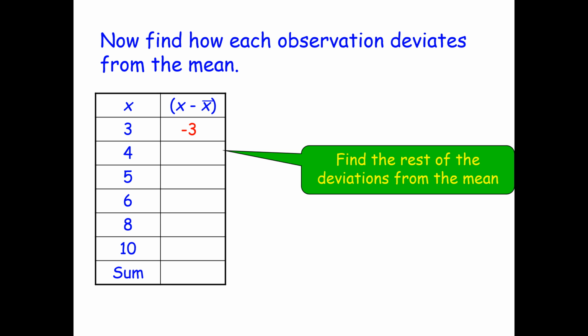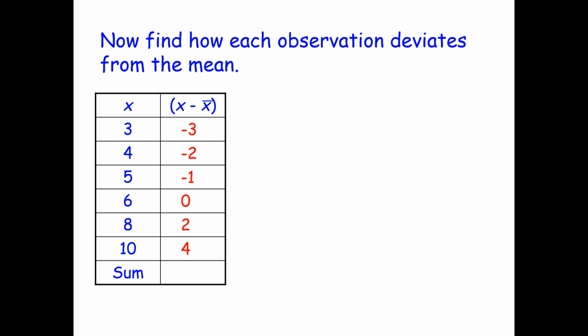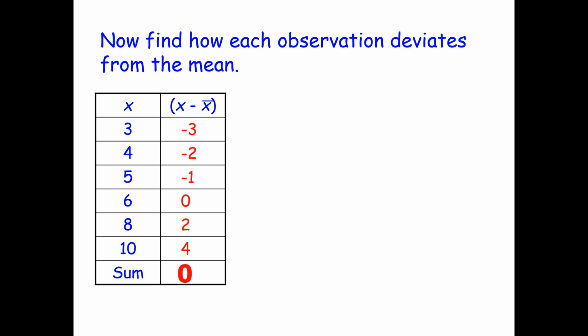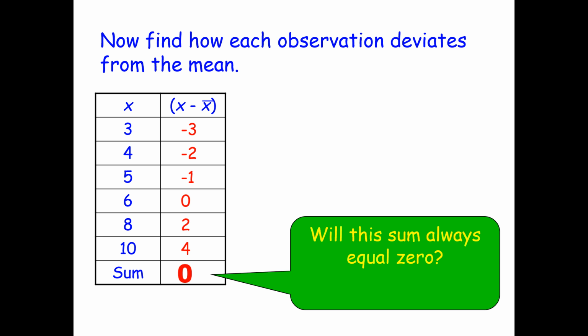So the rest of these deviations from the mean are -2, -1, 0, 2, and 4. So what is the sum of the deviations from the mean? Go ahead and calculate that sum really quick. You should have gotten a sum of 0. Will the sum always equal 0? And the answer to that is yes, it will.